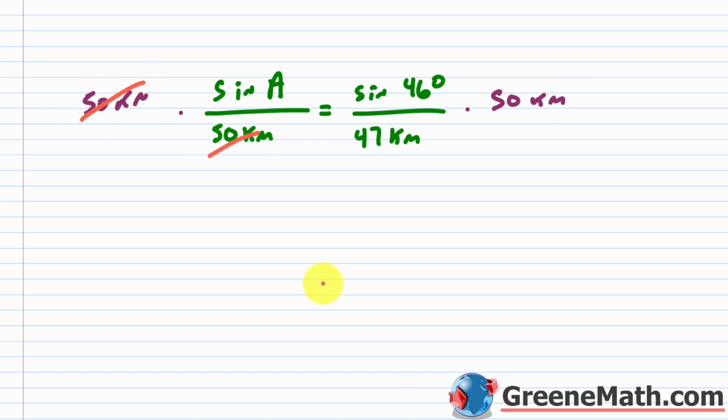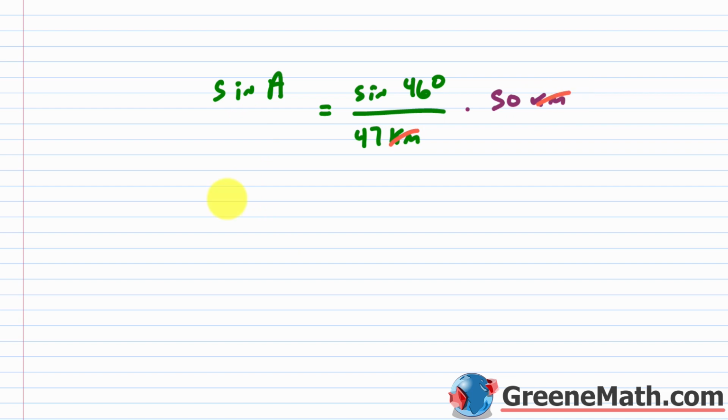And so this will cancel. And so you have the sine of A is equal to the sine of 46 degrees over 47 kilometers times 50 kilometers. Now, let me actually erase this. I don't think we need this over here anymore. And actually, I'm going to cancel these units away. And just punch this into your calculator.